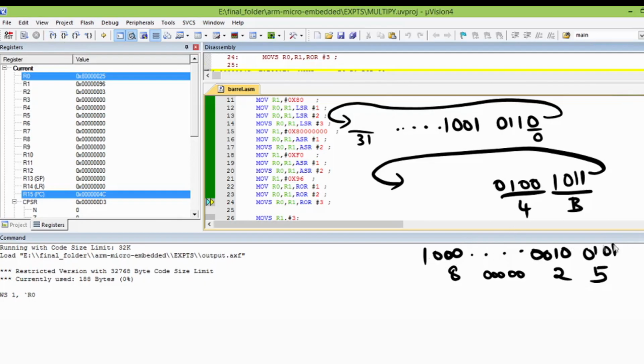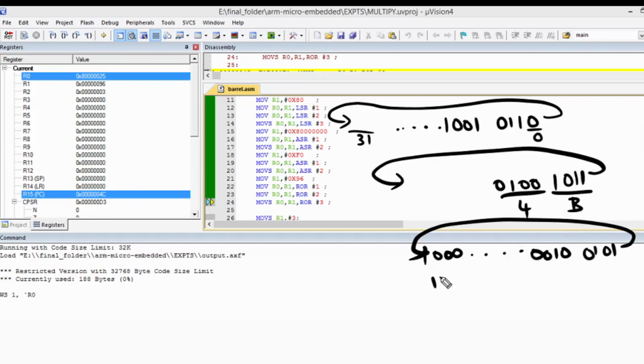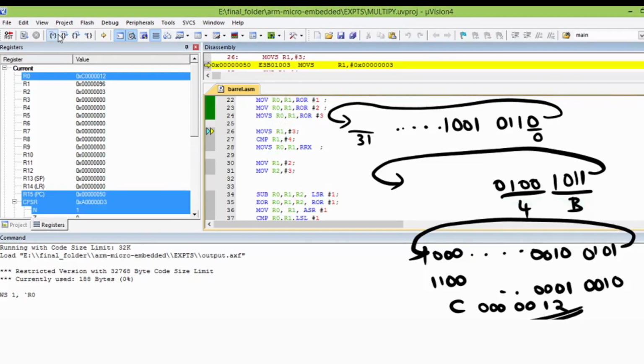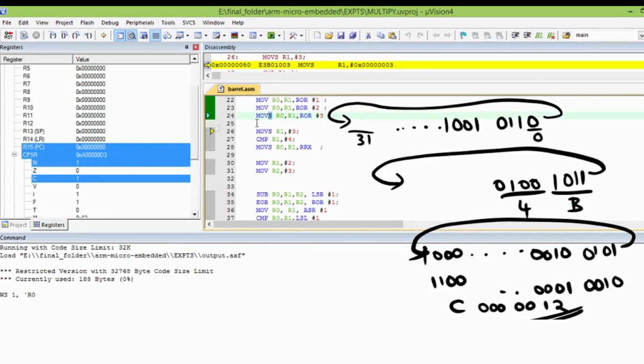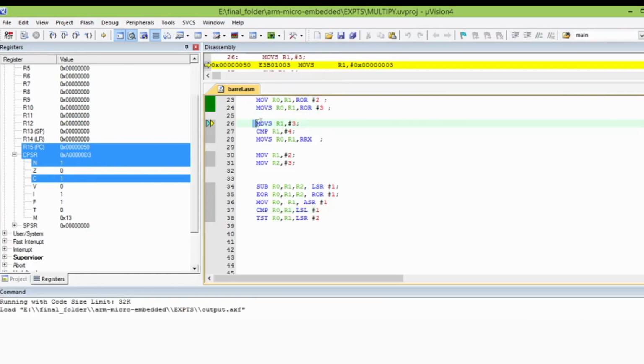Correct. When you perform rotation again, what will happen? You'll get 1 1 0 0 here, and in this position it is 0 1 0 0, and here it is 1 and all zeros, which is C 1 2 3. So this is the answer you should get. Let's see if that's happening. Yes. Along with that, because we have used S, based on the result the conditional flags are updated. Let's go ahead with the next part.